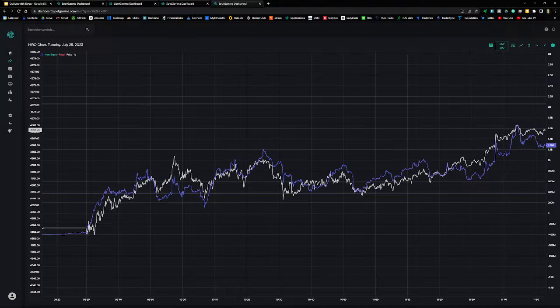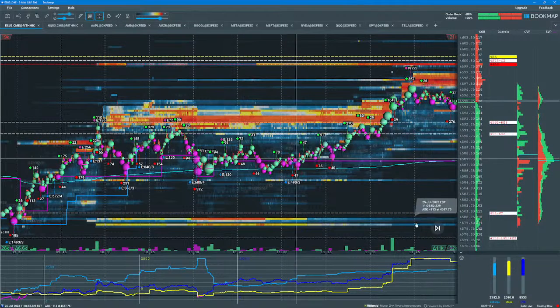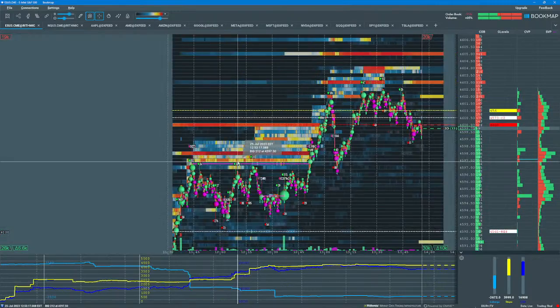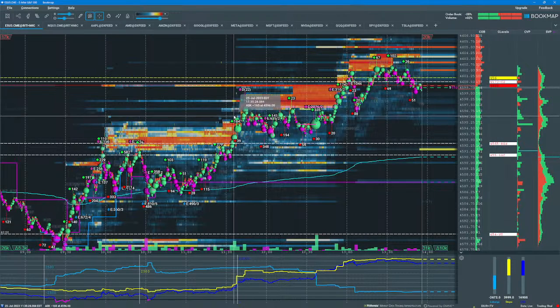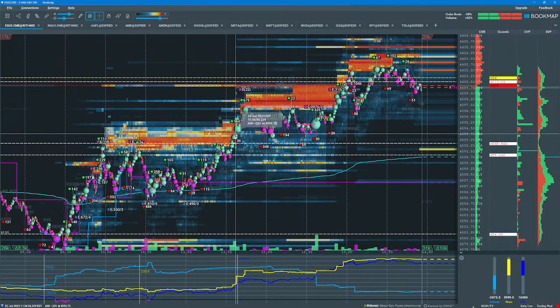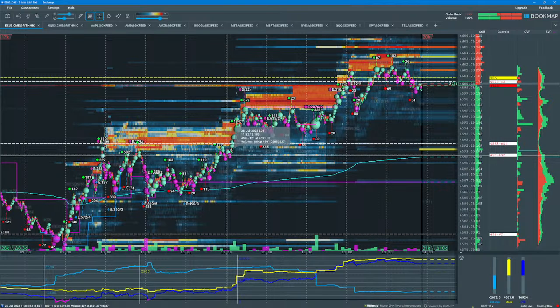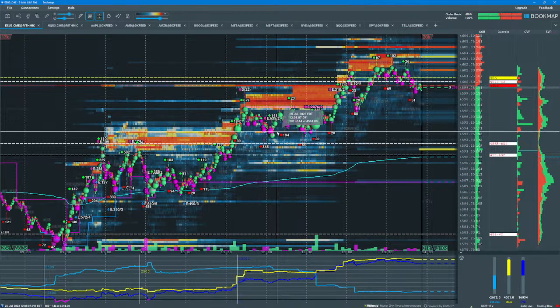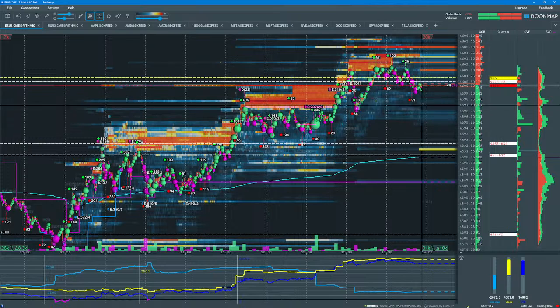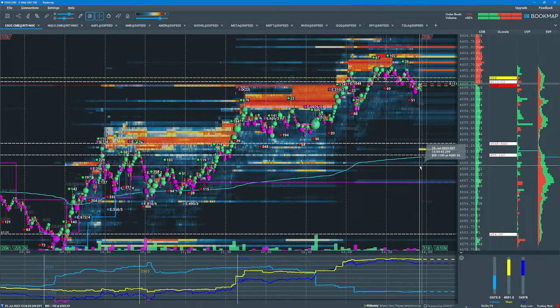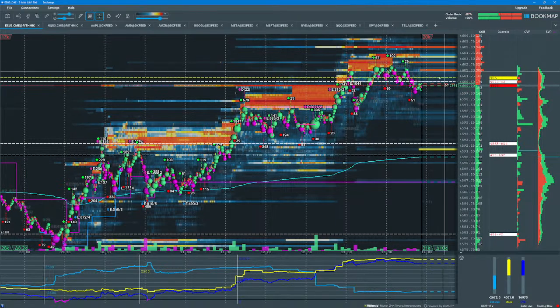Let's go back to Bookmap. And note this move up finally broke above the 455 level, consolidated for about an hour, and then right around 12:45 moved up to this cluster of levels above. All right, so that's the S&P 500.